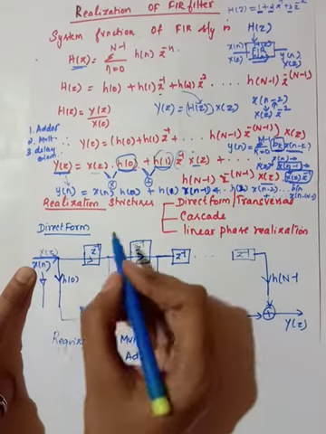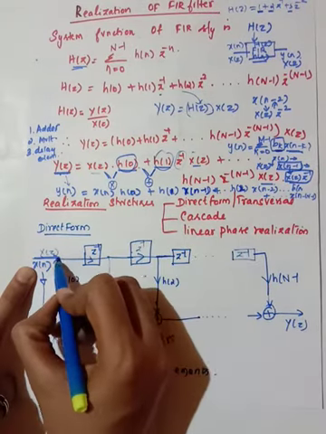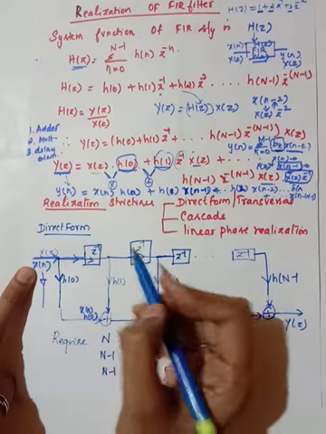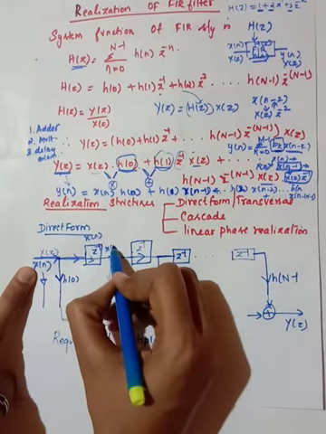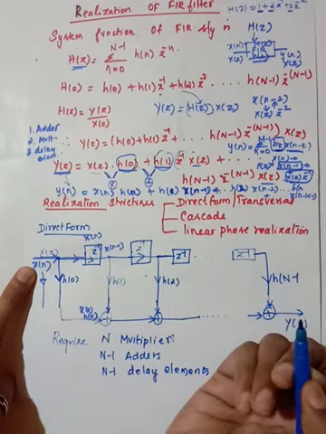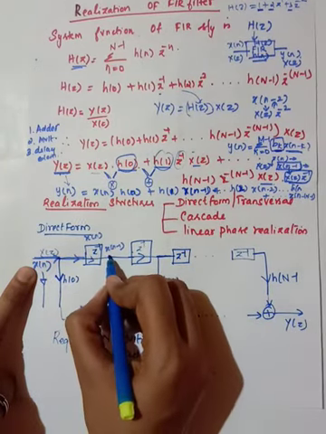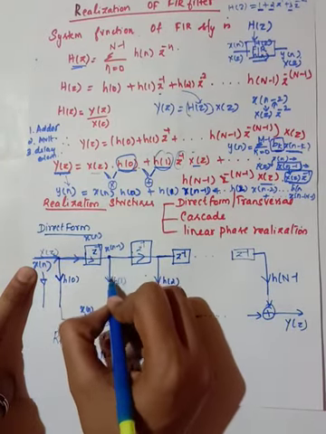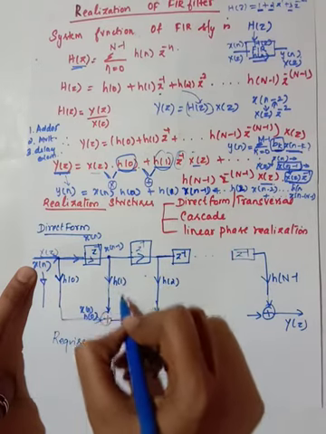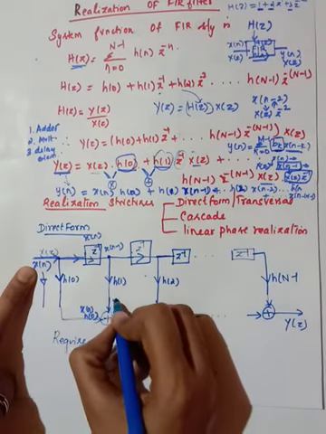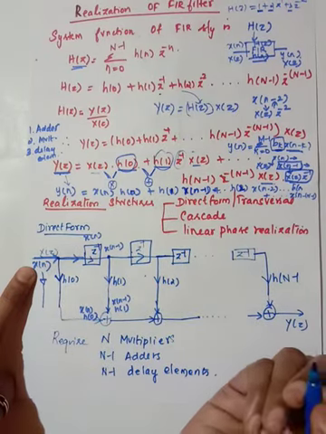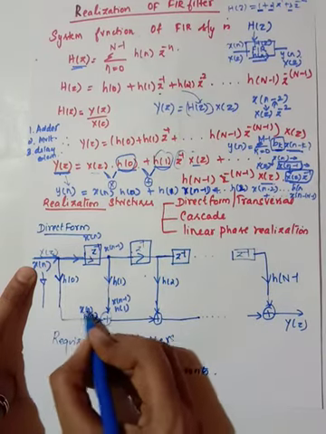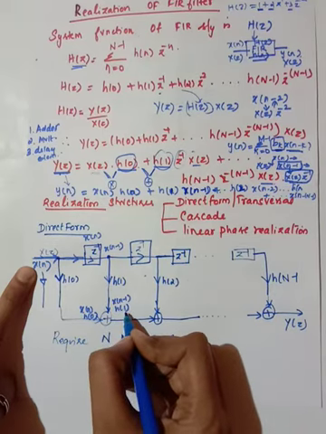into h of 0. Next, here x of n also passes through this way. When x of n passes through a delay, what will be the output of the delay? You will get x of n minus 1. This x of n minus 1 comes in this way and is multiplied with h of 1. So you will get x of n minus 1 into h of 1 at this point.